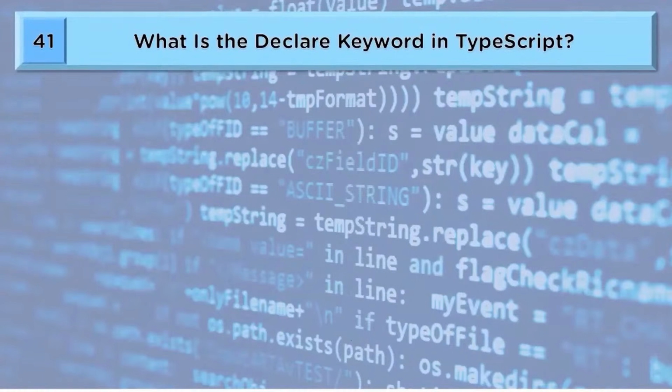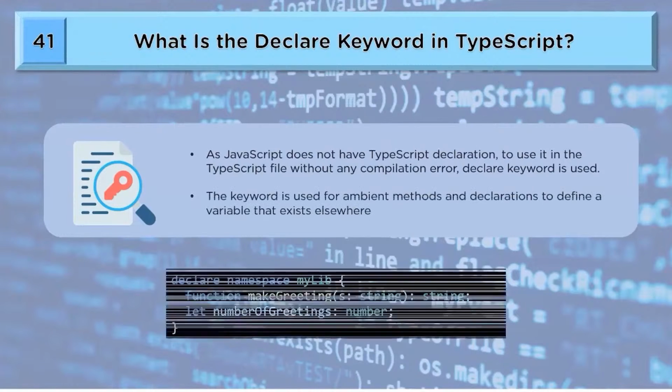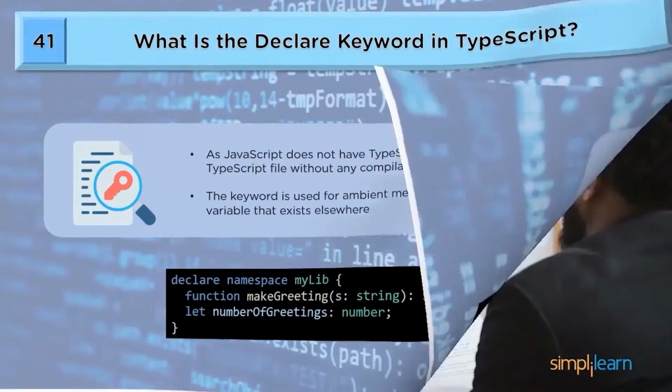What is the declare keyword in TypeScript? As JavaScript does not have TypeScript declarations, to use it in a TypeScript file without any compilation error, the declare keyword is used. The keyword is used for ambient methods and declarations to define a variable that exists elsewhere.